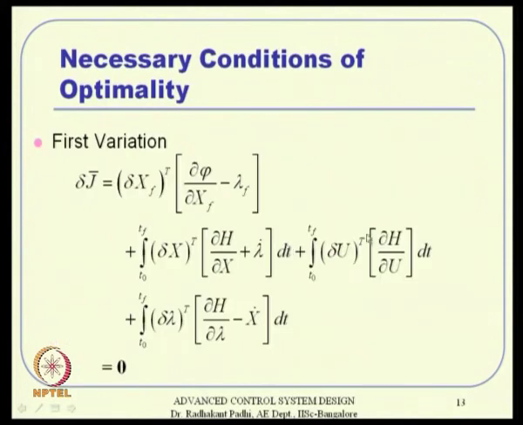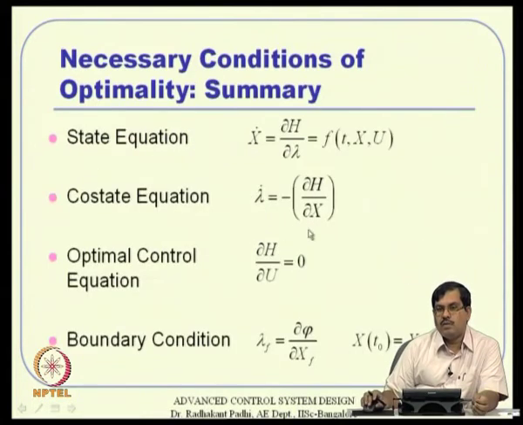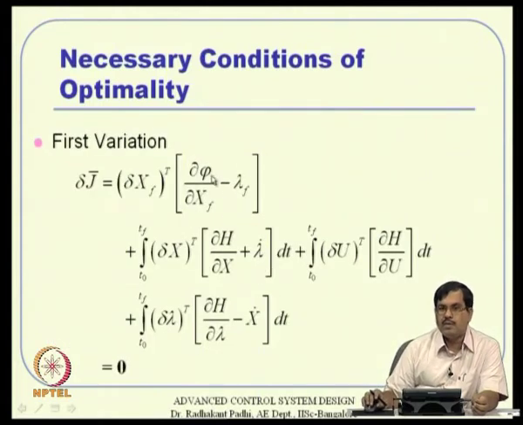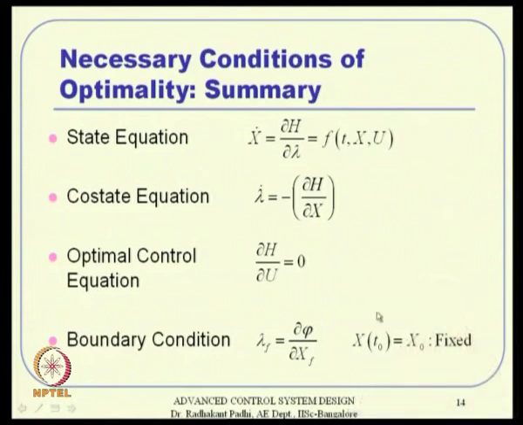And then the optimal control equation: del u transpose appears only here, so del S by del u has to be equal to 0. In the boundary condition sense, we have this term equal to 0, so lambda at tf is del phi by del x at tf. And obviously x of t0 is x0, which is known and fixed.